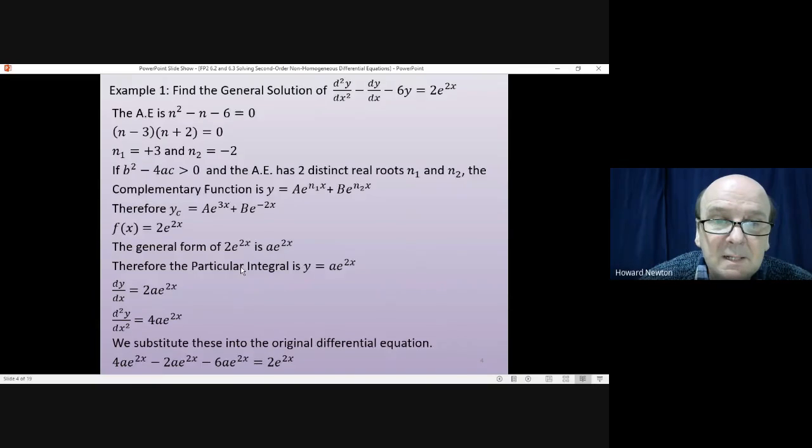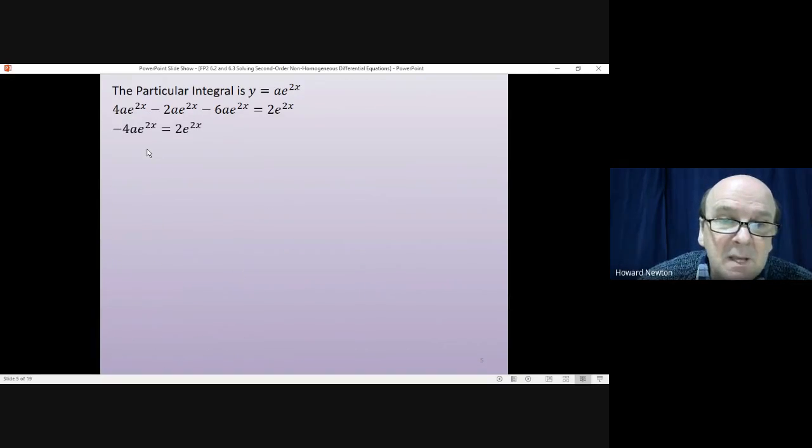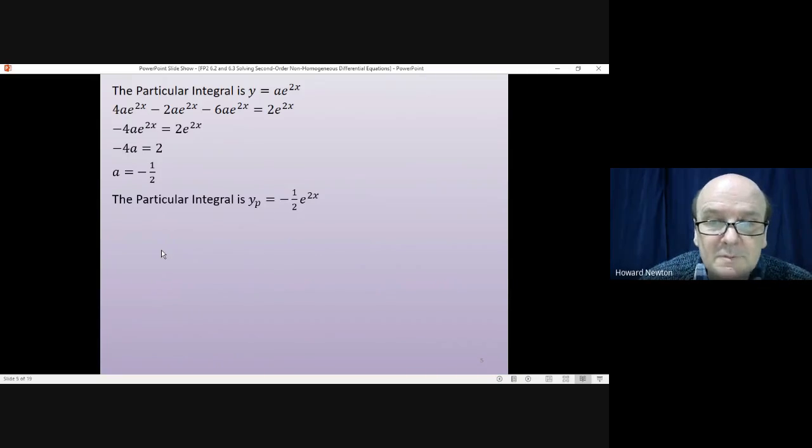Tidying that up a little gives us minus 4Ae^(2x) equals 2e^(2x), which means that minus 4A must equal 2 and A must equal minus a half. That means that the particular integral is y equals minus a half e^(2x).